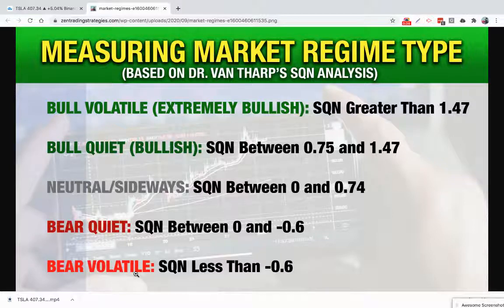So if you're looking for bear volatile markets, you're going to use the market regime of less than negative 0.6. If you're looking for bear quiet, you're going to look for it between these settings. If you're looking for a neutral or sideways market, you're looking between these settings. And your bull markets, either quiet or extremely volatile and bullish, they're both bullish, but this is more volatile at the higher end. You find it between these settings.